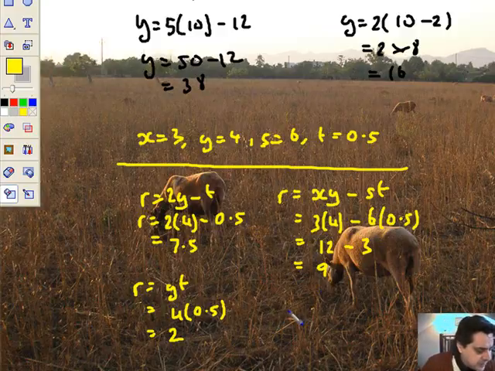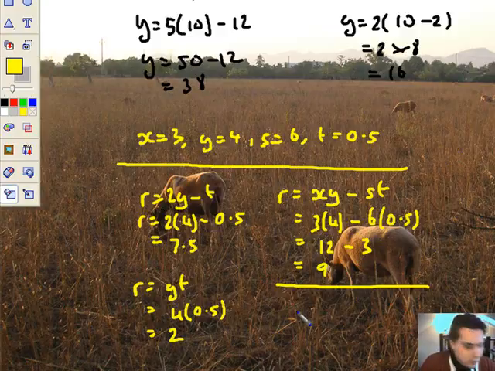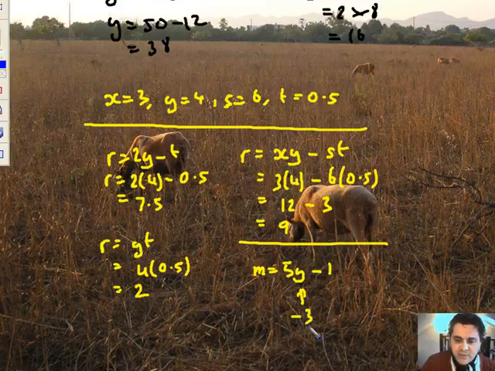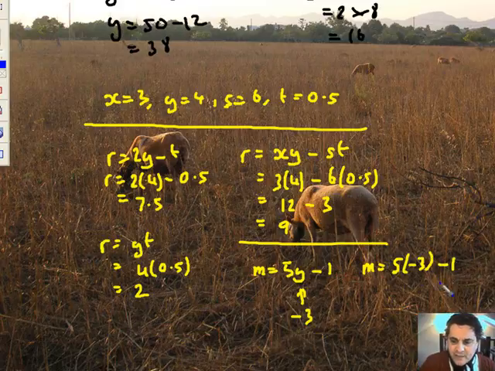Question 5 is the first one that involves negative values. I'm just going to plonk it down here, and I'll flip over the page for a few more. I've got to work out m equals 5y minus 1, and I'm told that y is worth minus 3. Substitute a minus 3 in there. M equals 5 lots of negative 3, and then take away 1.